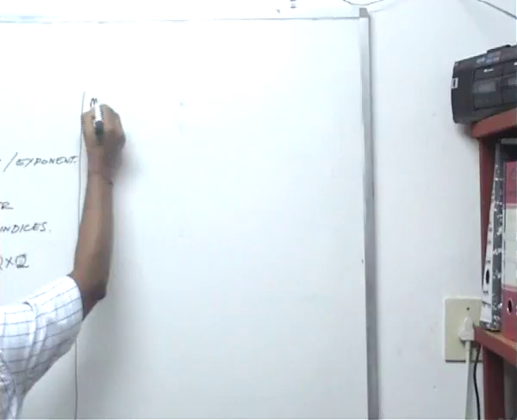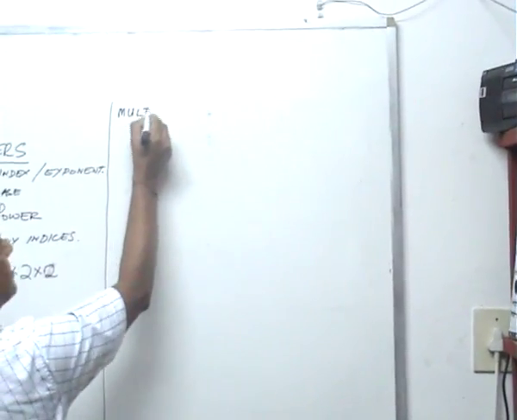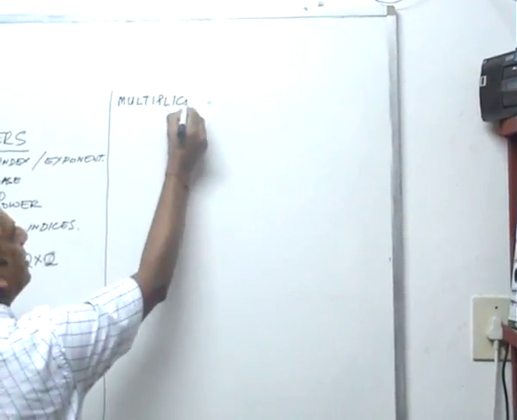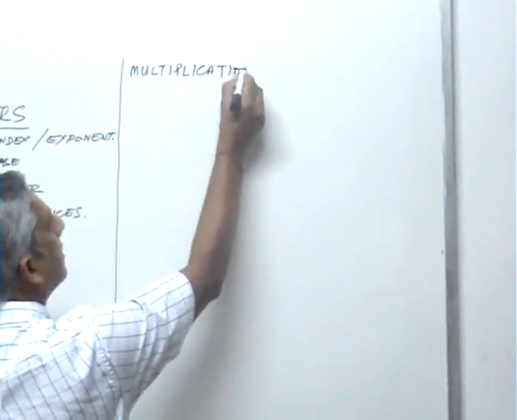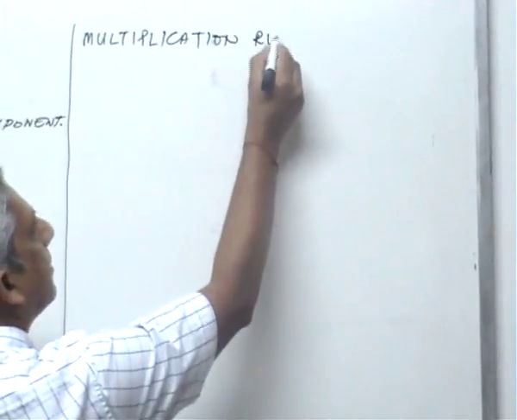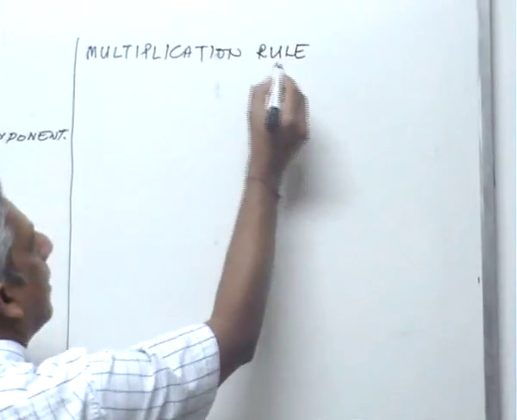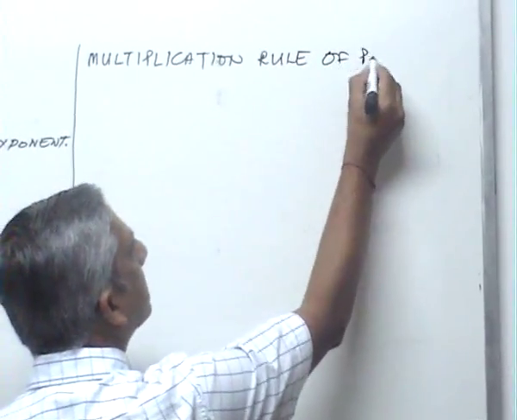I learned two rules this morning on powers. The first rule is called the multiplication rule of powers.